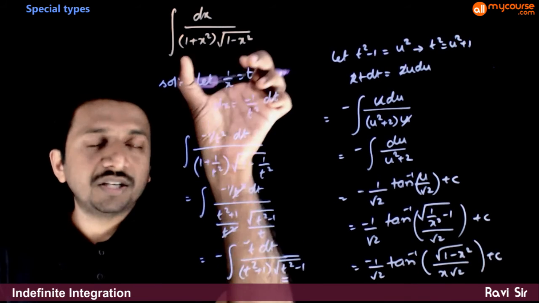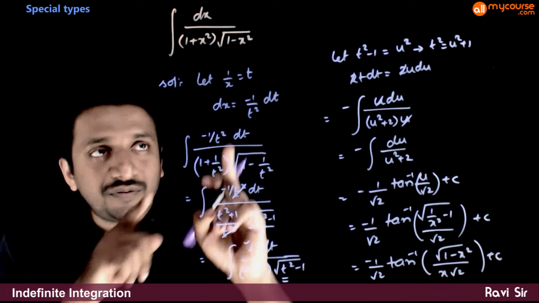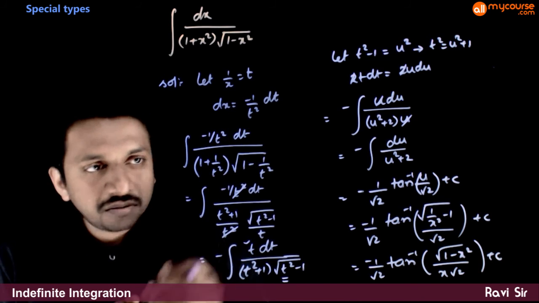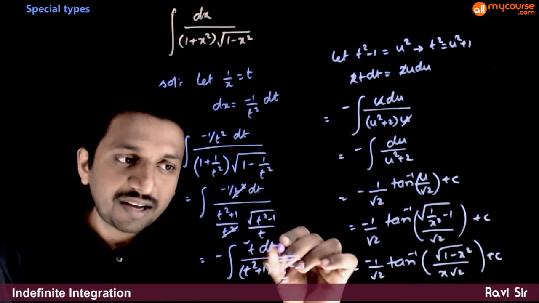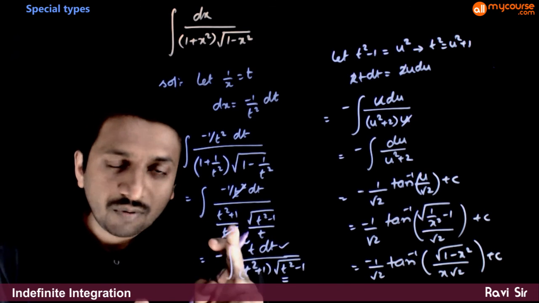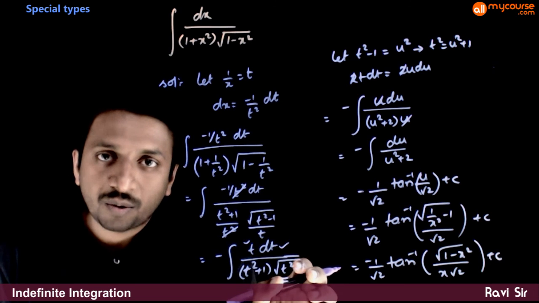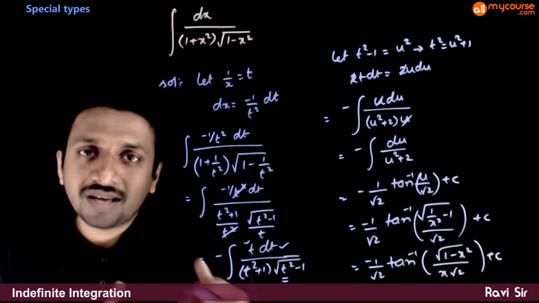So this will be the integration of this. So if you put 1 by x is equal to t, on substitution, you get a t in the numerator. And once you get this, whatever is in the square root, you just put that equal to u square, and you get the answer.